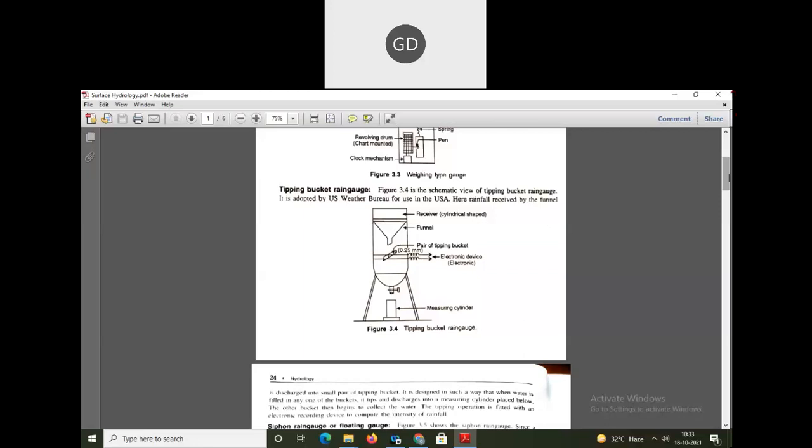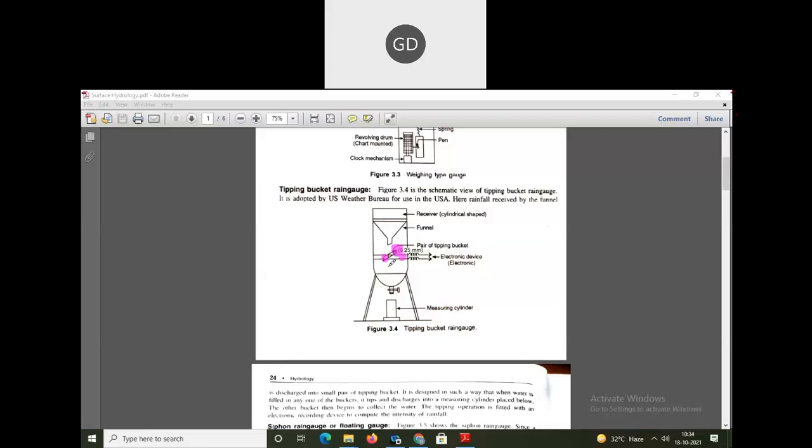Then again, what happens with the other bucket when it is tipping? Let me show with the annotation. Suppose this part is tipping. What happens in the above part of the tipping bucket, the above pair, is that it is again filling up with water. Then again, when this side tips, this part will go up and collect the water, and again it will tip down.